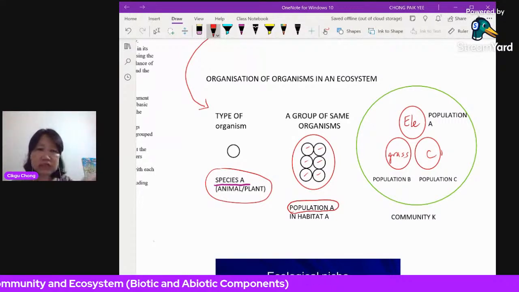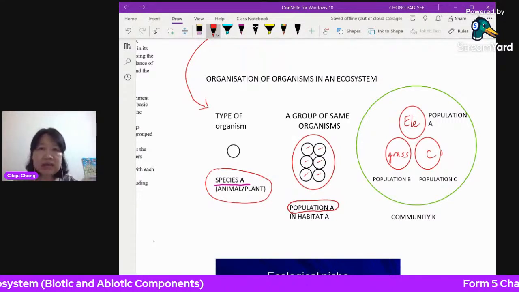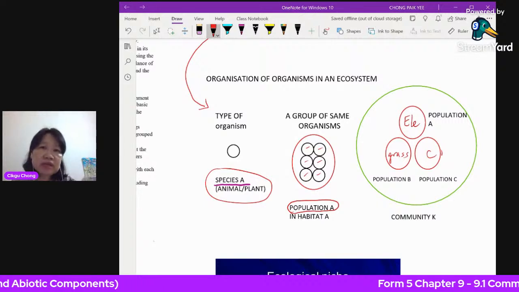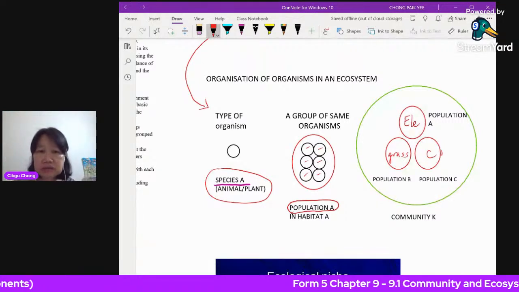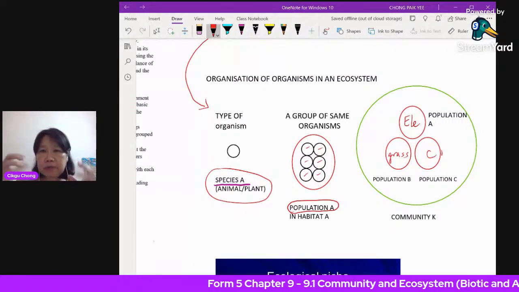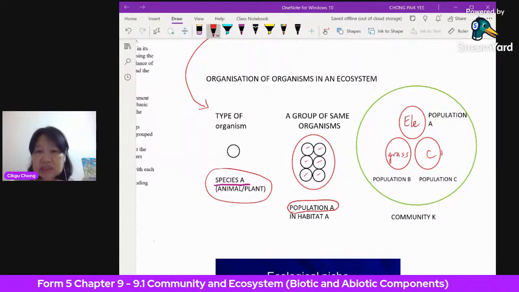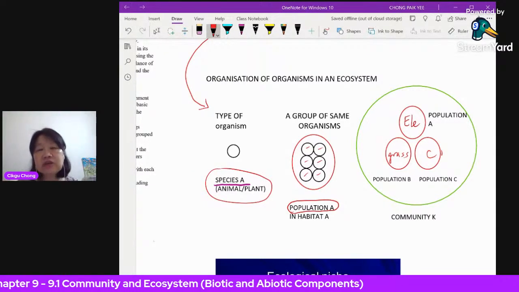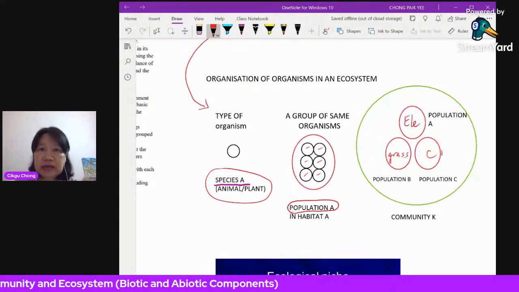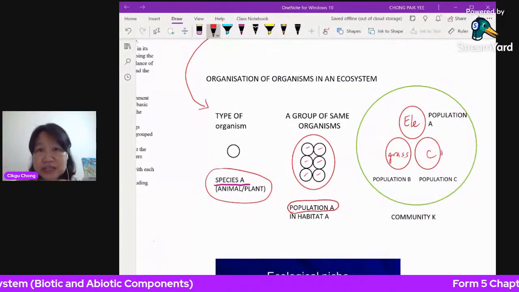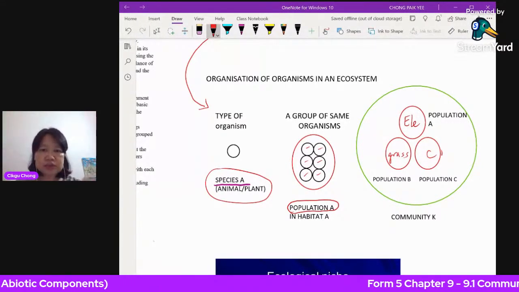Because it has to eat other organisms. Let's say a lion, a lion has to eat its food. Now, what's the food? Maybe they eat rabbits, all right? They eat small animals. So you have population A together with population B, another species, and then population C. You have three different populations staying together in that place, you call it a community. Okay, so you get the larger picture now.